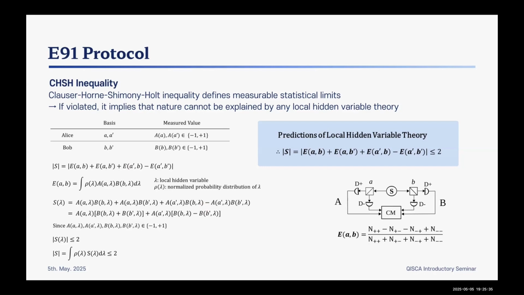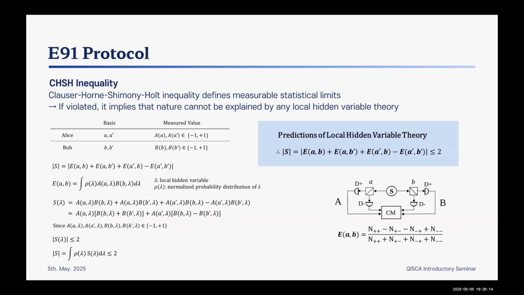These expectation values can be written as integrals over hidden variables lambda, weighted by a probability distribution rho of lambda. So E of AB equals the integral of rho of lambda times A of lambda times B of lambda, integrated over lambda. If we expand the expression for S of lambda, we will see that the first term contains B of lambda plus B prime of lambda. And the second term contains B of lambda minus B prime of lambda.